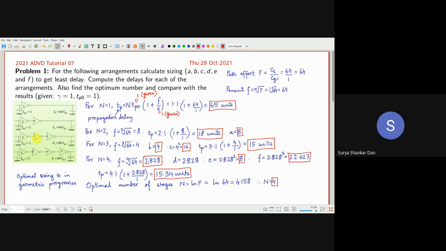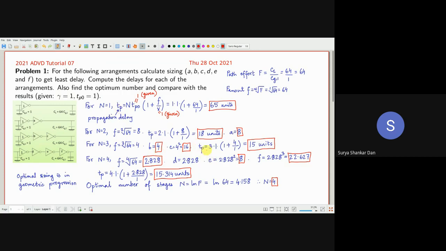Here, what is the situation? This is 1. This will be 4. This will be 4 squared. This will be 4 cubed. So what is 4 cubed? It is 64. 4 squared is 16, that will be the size of C. B will be 4. We are just following the geometric progression here. Understood, right? Very simple. Then what is the TP?